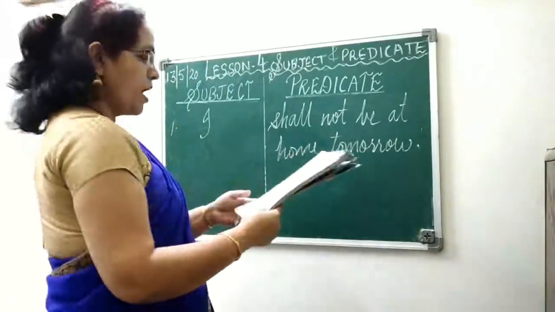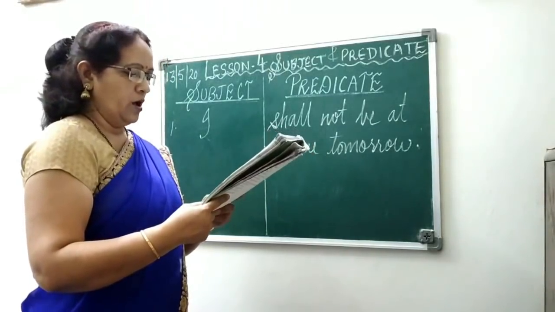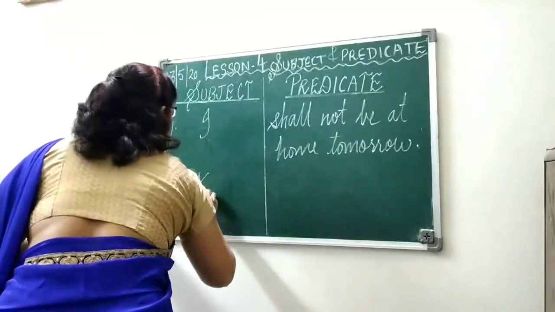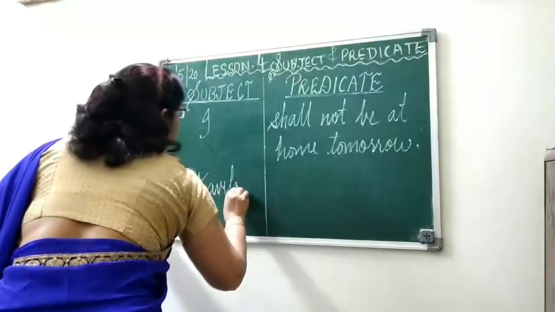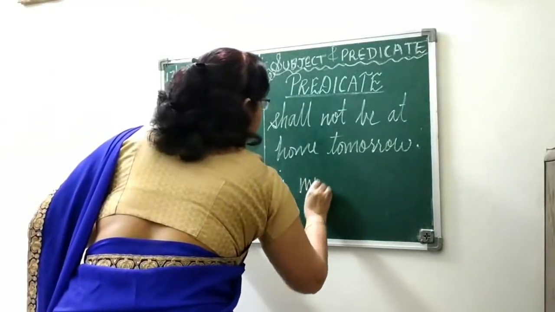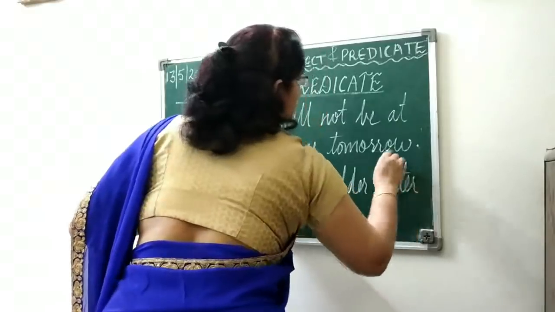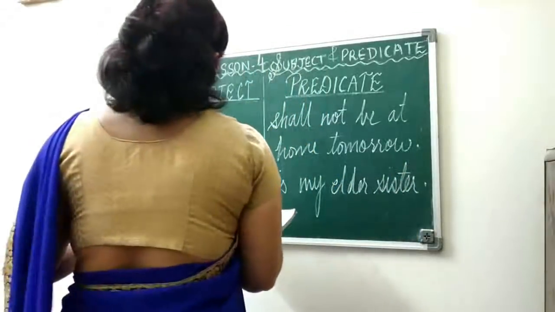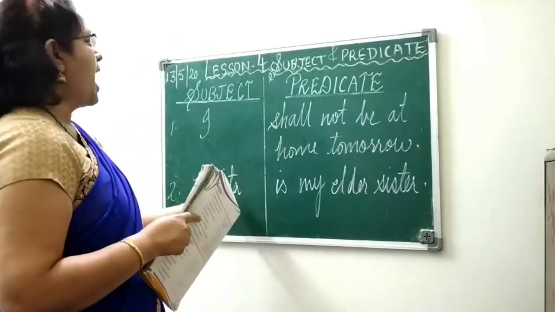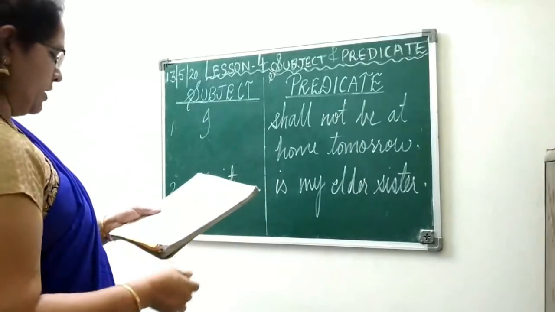Now let's see the second one. The second one is, Kavita is my elder sister. Now tell me, which one is the subject? Kavita is the subject. Is my elder sister is the predicate. So here Kavita is the naming part, meaning the subject, and is my elder sister is the predicate, the doing part. Now let's see the third one.